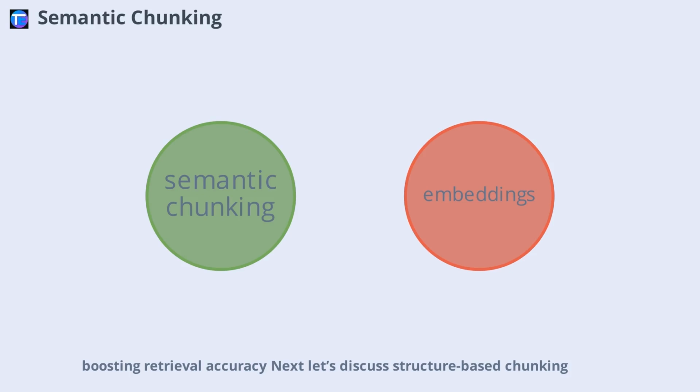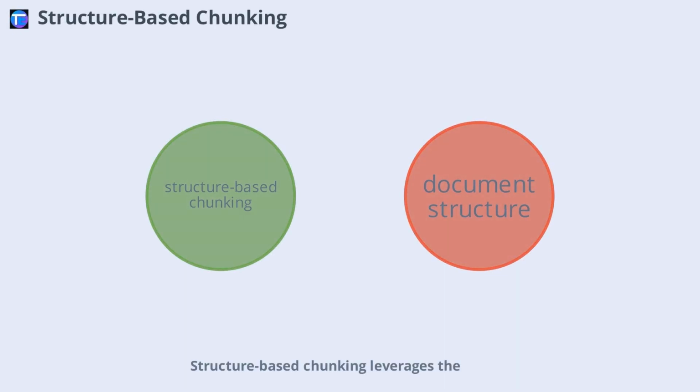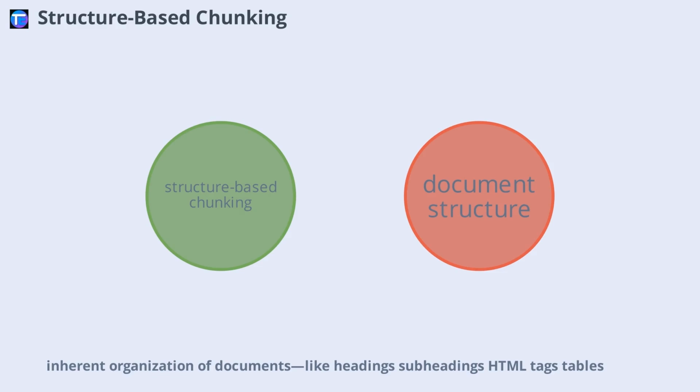Next, let's discuss structure-based chunking. Structure-based chunking leverages the inherent organization of documents like headings, subheadings, HTML tags, tables, and lists as natural chunk boundaries. Each section or heading becomes a chunk, and if a section is too large, it can be recursively split further. This method works especially well for technical documents, web pages, or any content with clear markup. In practice, combining structure-based and recursive chunking often yields the best results, though it requires parsing the document's format.